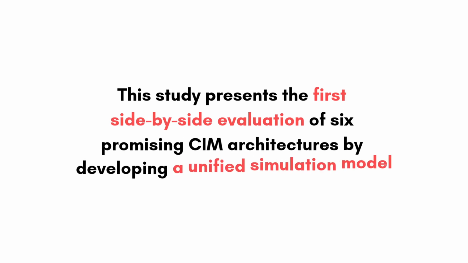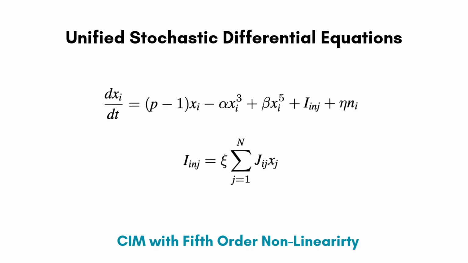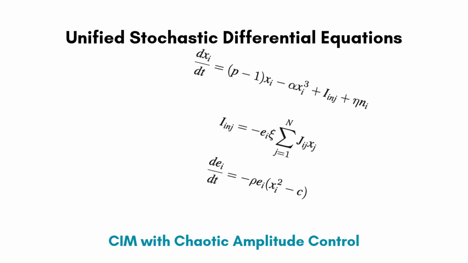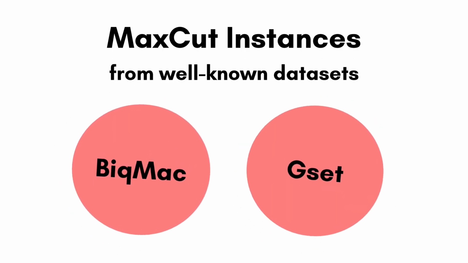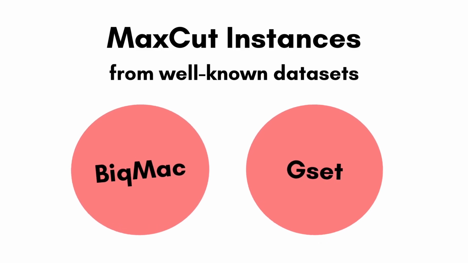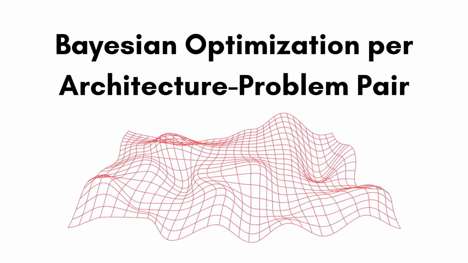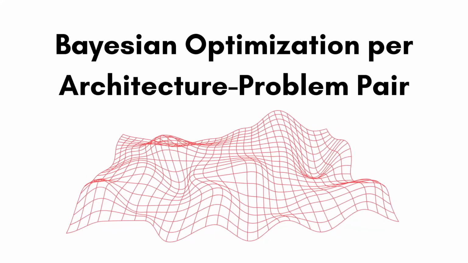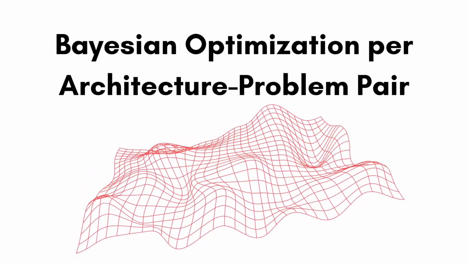So this study presents the first side-by-side evaluation of 6 promising CIM architectures by developing a unified simulation model. We start by developing unified stochastic differential equations for all of the CIMs. Then we pick a variety of max-cut instances from the BigMac and GSET datasets and evaluate all CIMs on the same problems. We then optimize all hyperparameters for each architecture-problem pair through Bayesian optimization, ensuring that each CIM is evaluated under its best performing configuration.